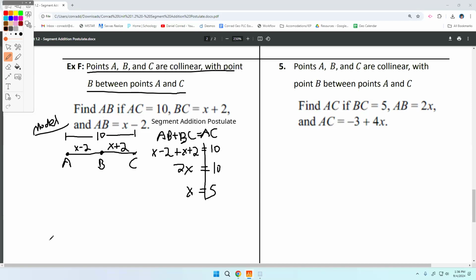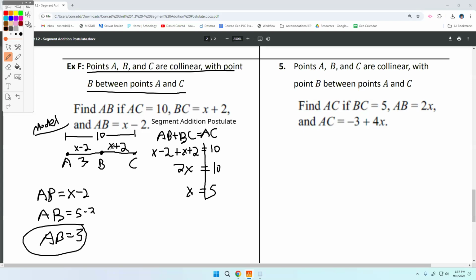Okay, we're looking for AB. So AB here. Oops, AB is equal to x minus 2. That means AB is equal to 5 minus 2, which is 3. Okay, if we want to check our answer, we can do the other one as well. 5 plus 2 is 7. 3 plus 7 gives us a grand total of 10. So if AB has a length of 3, BC has a length of 7. Okay, AC is going to be 10. So that makes sense.